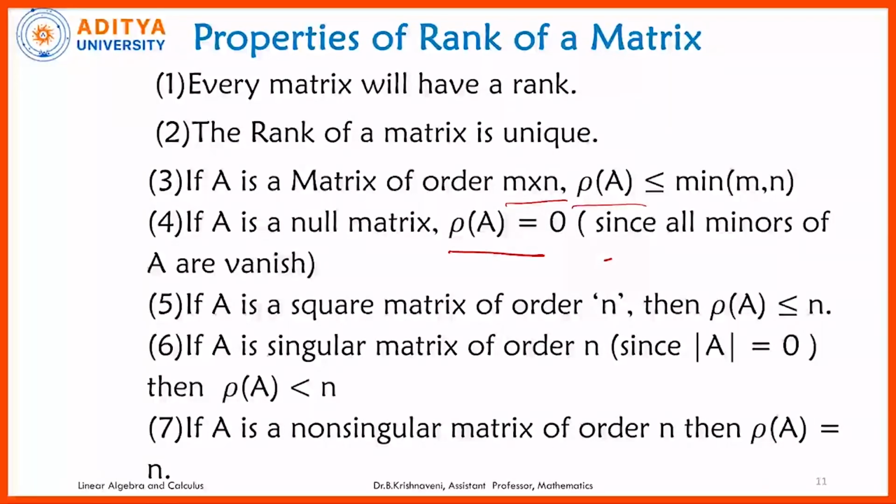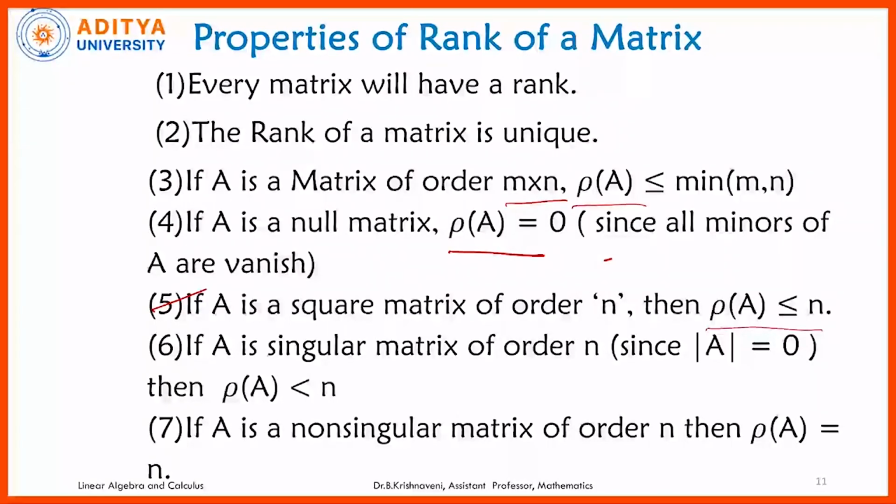Now come to the square matrix. Previously, the third property represented the rank of a rectangular matrix. Now we are moving to a square matrix. That is the fifth property. If we consider A, a square matrix of order n, then the rank of that matrix, rho of A, must be less than or equal to n. That is, either it must be equal to n or less than n.